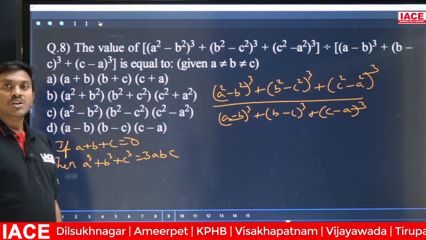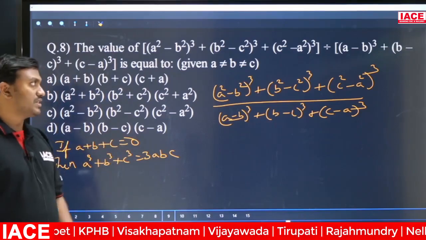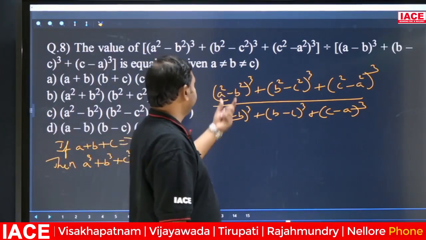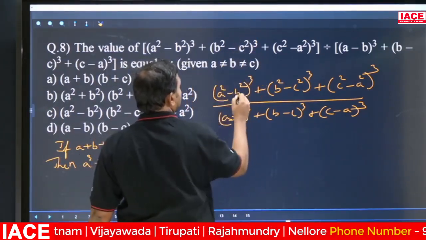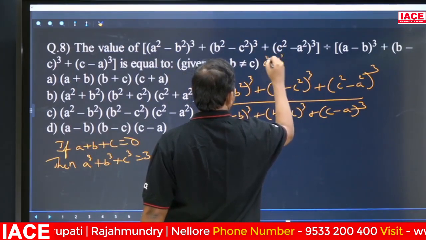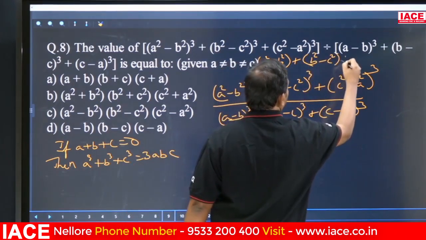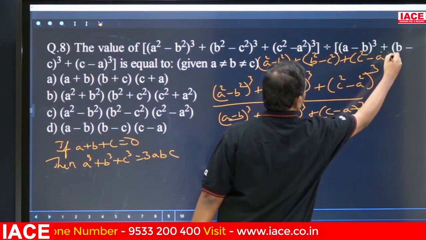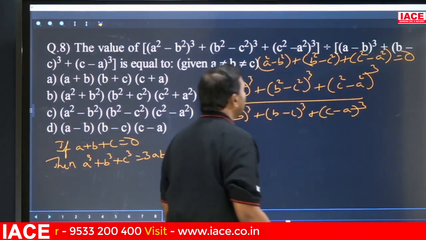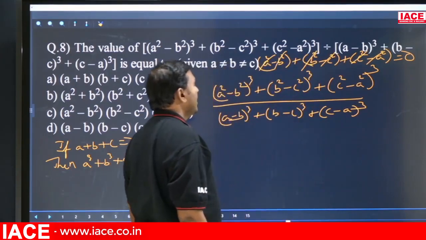3ABC, that we know. So if A plus B plus C equals 0, A cube plus B cube plus C cube is 3ABC. Just see here, this is A. That means here, A square minus B square plus B square minus C square plus C square minus A square, whether it is 0 or not, exactly 0, right? A square cancels, C square, B square cancel, right?